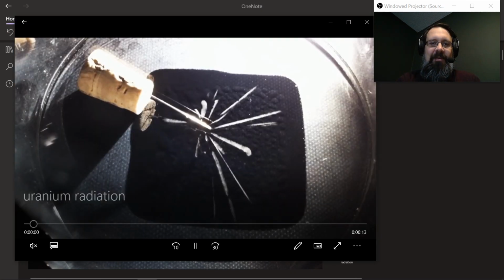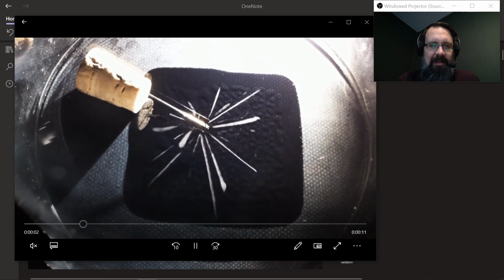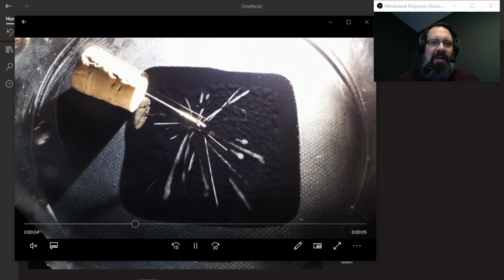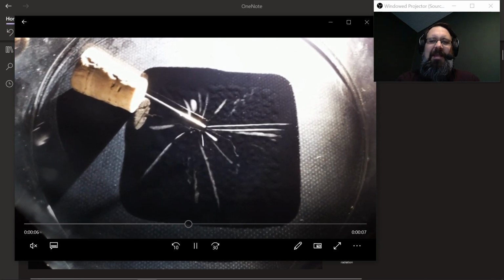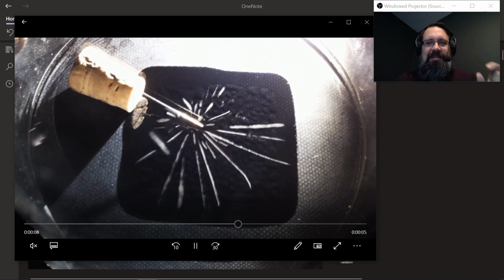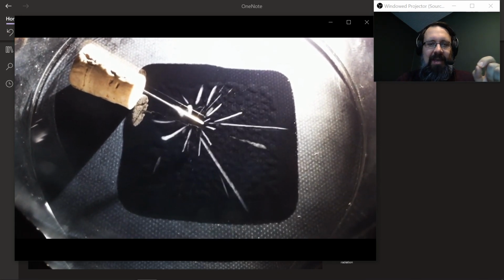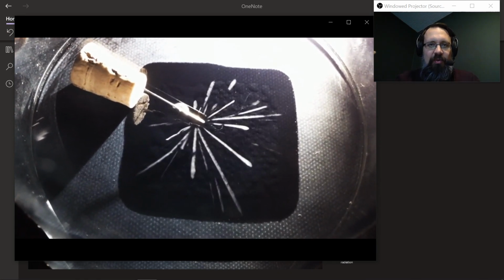This is a sample of uranium. It's right here in the center. There's a teeny tiny piece of, I think it's lead actually, but the point is that there's this little sample of a radioactive material and you can see that it's shooting out these particles.